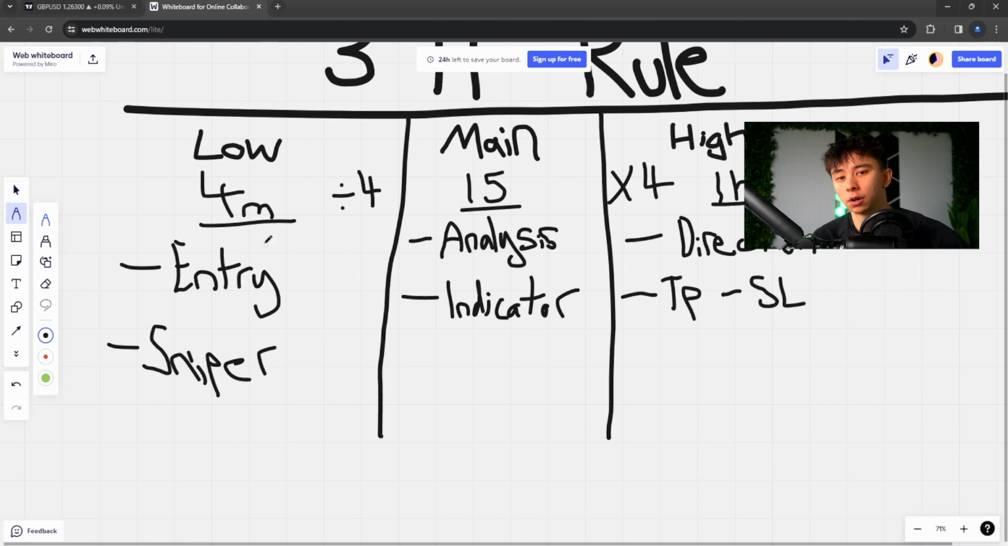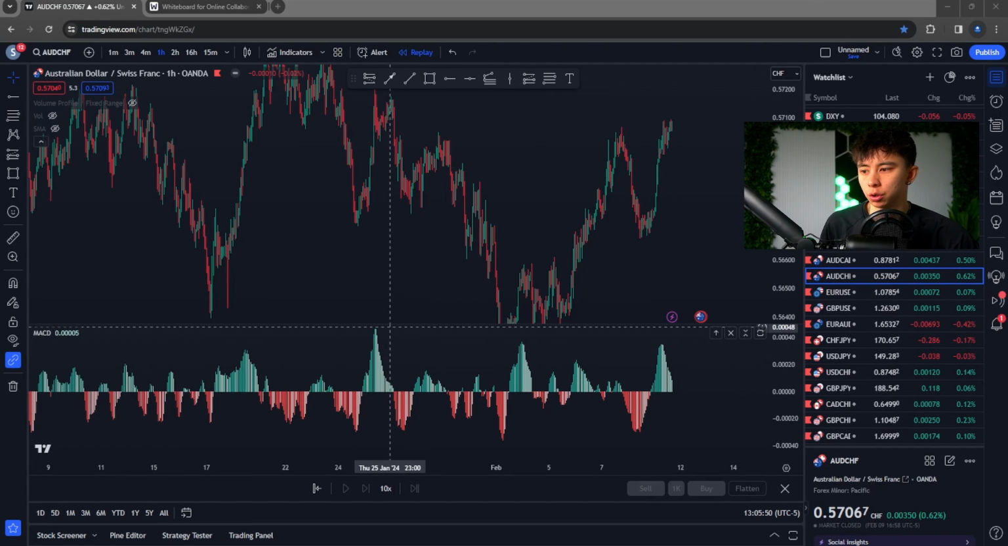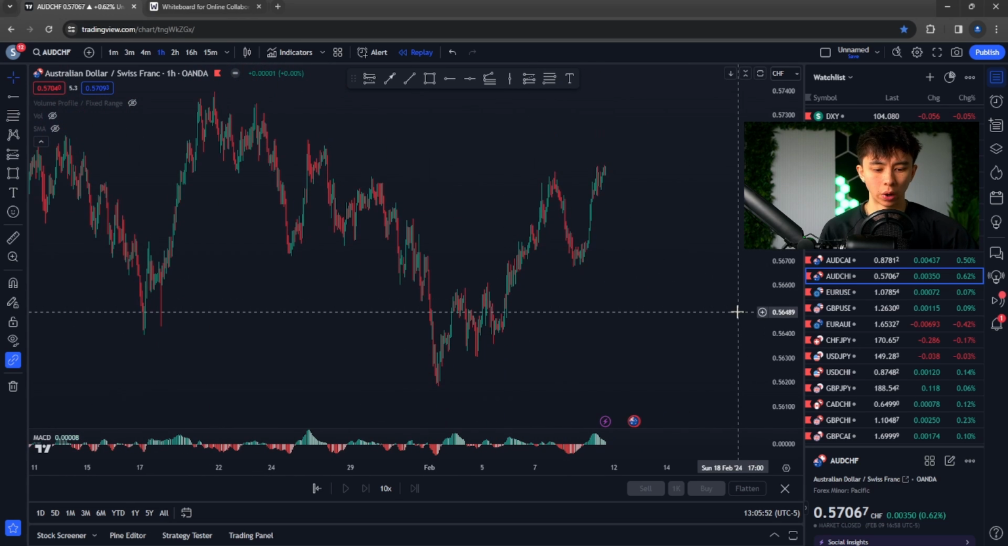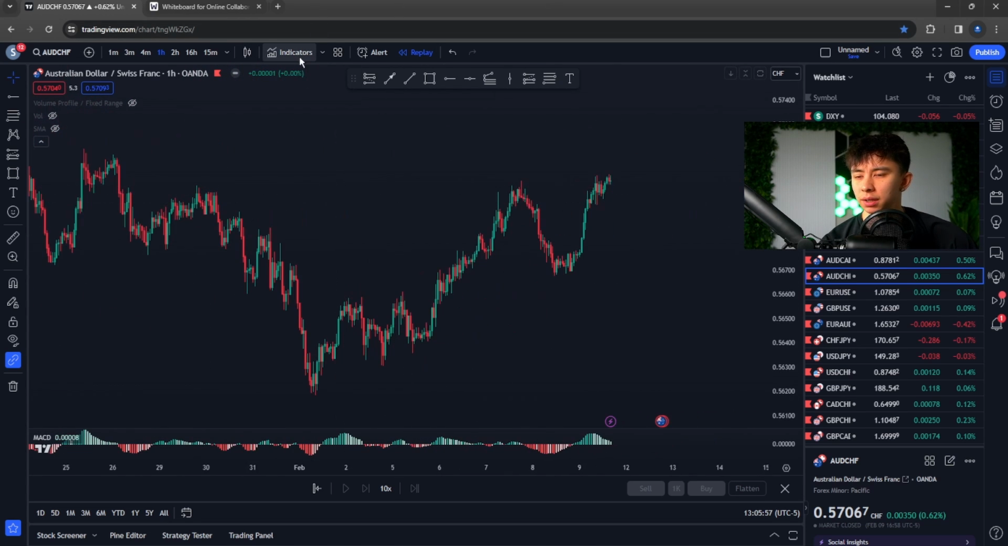I'll actually jump in the charts and show exactly what I mean. But if you're doing that, you're going to get phenomenal entries. So let's jump on the charts. I'm actually going to show you that. Okay, so we're going to show you just an example of how the sniper entries exactly work. Let's say the 1 hour is your main time frame. That's what we're using here.